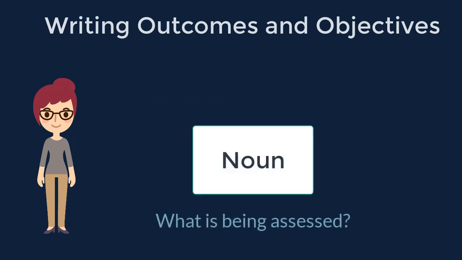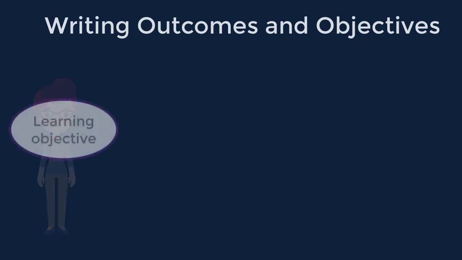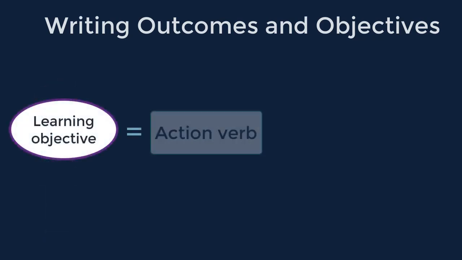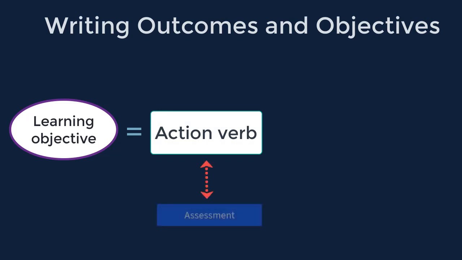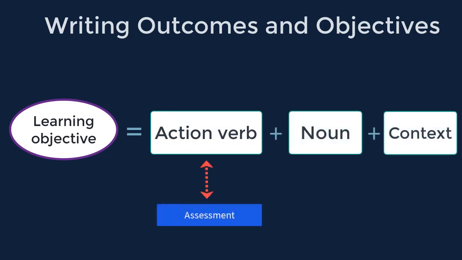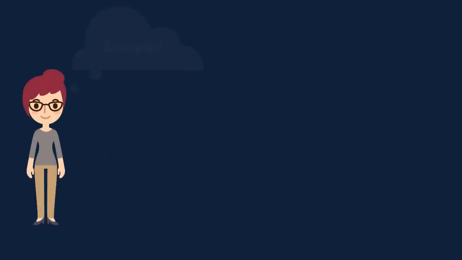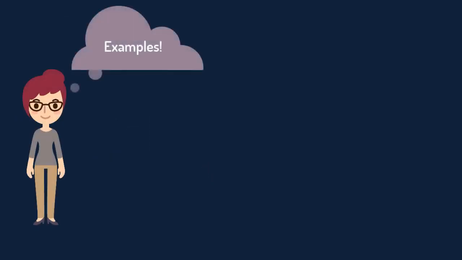The noun tells them what is being assessed. The context is also important as it tells students the conditions of the assessment. When a learning objective includes an action verb that is linked to an assessment and tells how the student will demonstrate that they met the objective, we say that it is measurable. Let's look at some examples of learning objectives and discuss whether they are good or need to be revised, according to our formula.